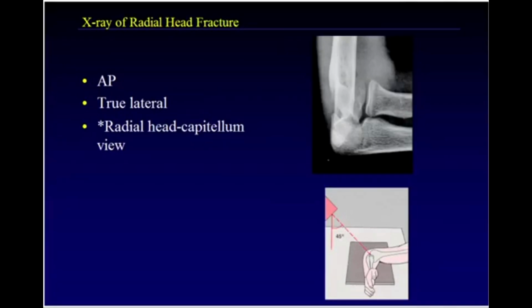For the radiographic imaging of radial head fractures, you get an AP, a true lateral, and sometimes you can get this radial head capitellum view, which is taken with the beam oriented 45 degrees to the flexed elbow as you see here, and that can really show you very clearly both the capitellum and the radial head.